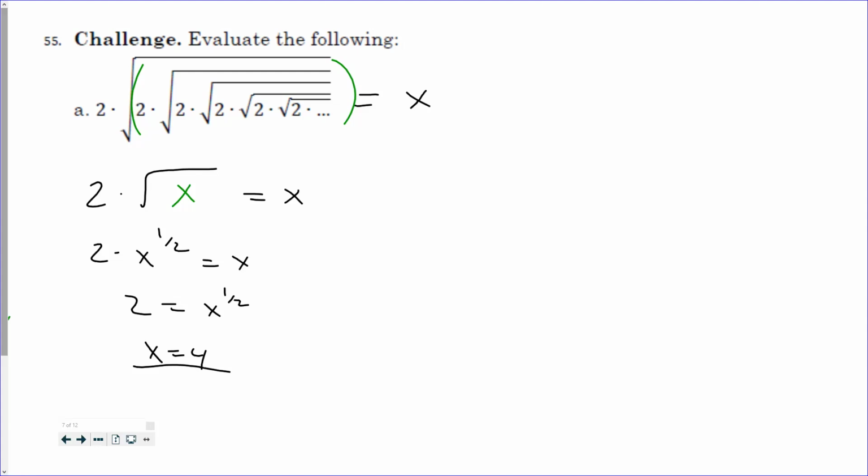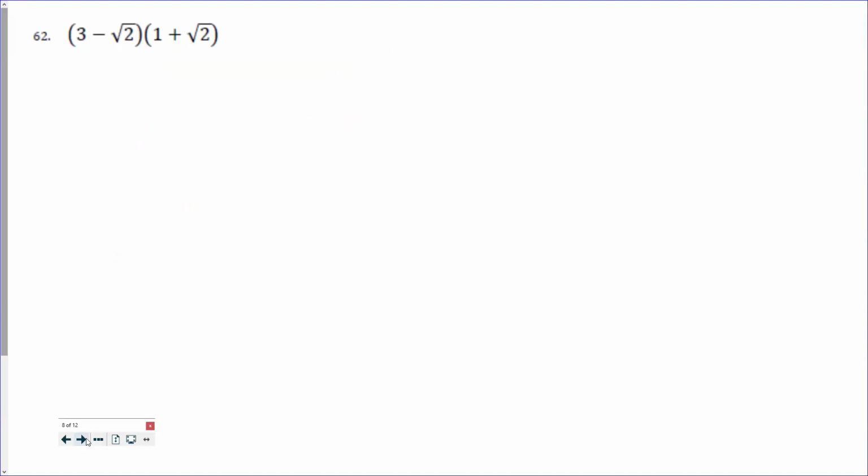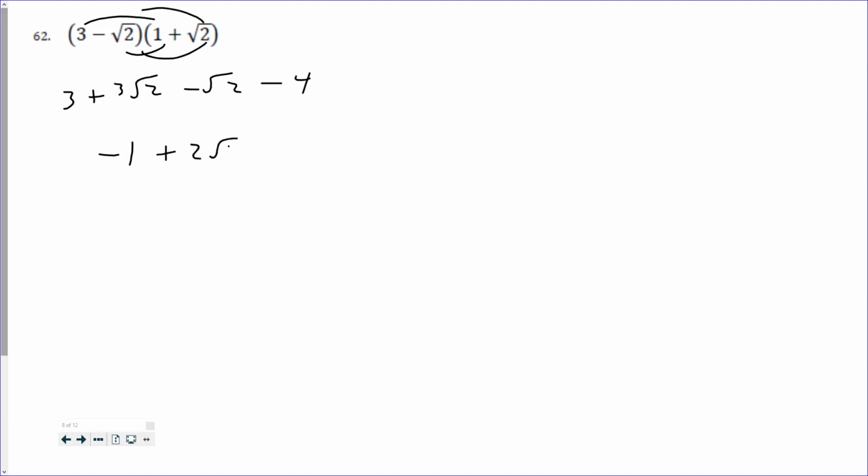Good, great. All right, number 62. For this one, you're going to multiply it all out. Distribute the 3. You have 3 plus 3 root 2. Distribute the negative root 2: negative root 2 minus 4. Here we have 3 and negative 4, which gives you negative 1. 3 root 2 minus root 2 gives you 2 root 2. That's actually a lot easier than I expected. There's your answer.